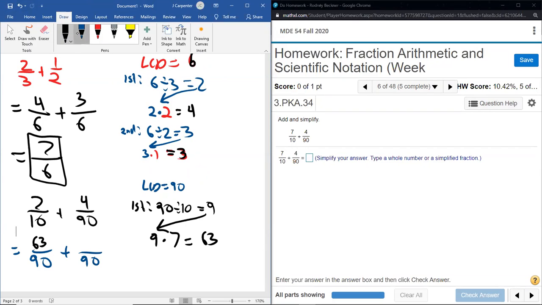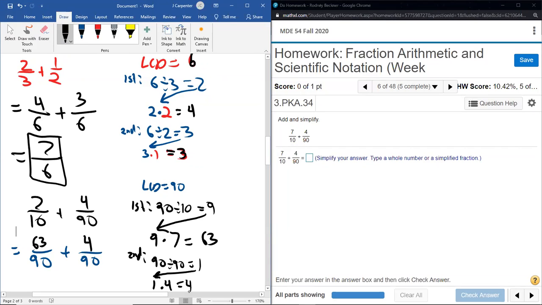For the second one, we say 90 divided by 90 is 1. We take that 1 and we multiply it by the top. 1 times 4 is 4. The bottom didn't change, so the top doesn't change.